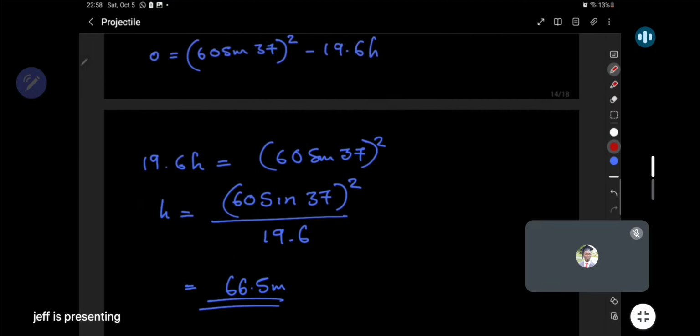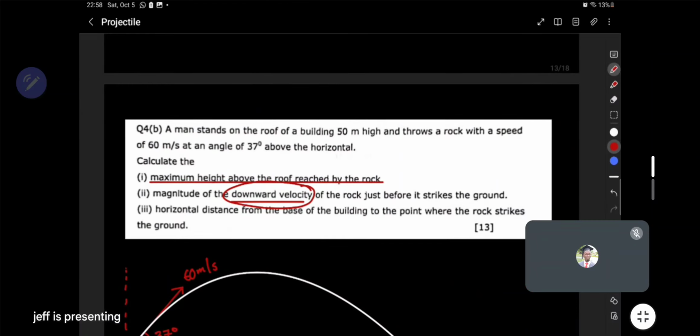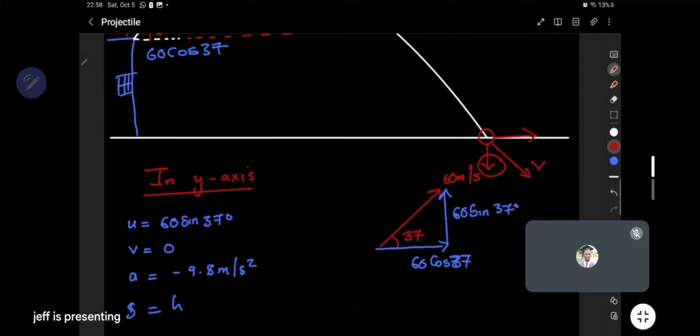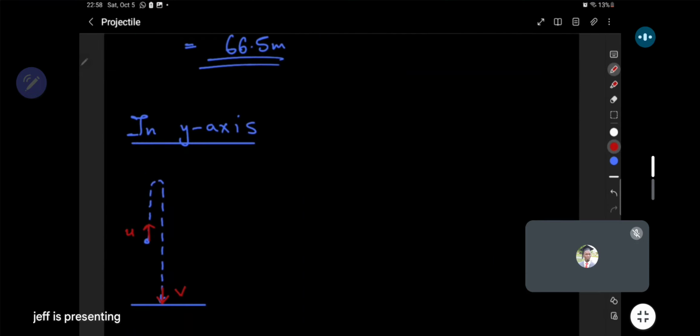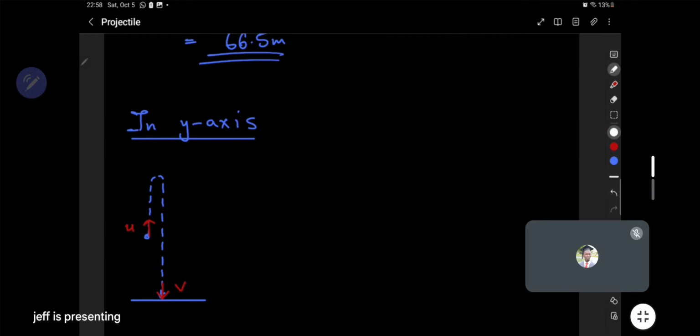So are we given the displacement or the height of the building? We are given. The building has a height of 50 meters. So here is the easiest way to work out this problem. The initial velocity of this stone in the y-axis, we saw this one. It was 60 sine 37. And notice that this is an upward velocity. You see that, right?